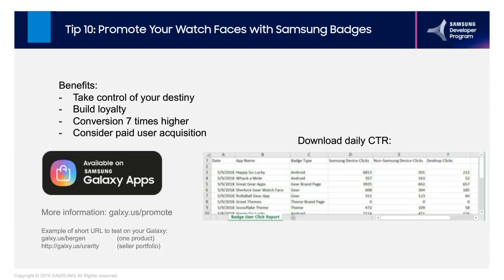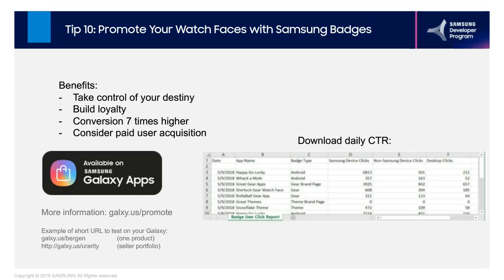You'll build loyalty among consumers, and our observation is that the conversion is 7 times higher. That means that when you send a consumer from your channels to the store, the conversion is about 83%. If they randomly discover you in the store, it's about 11%. So basically you send high quality. When consumers are sent from your channels to the store, they're very interested. They like the design, and they just want to buy it now.